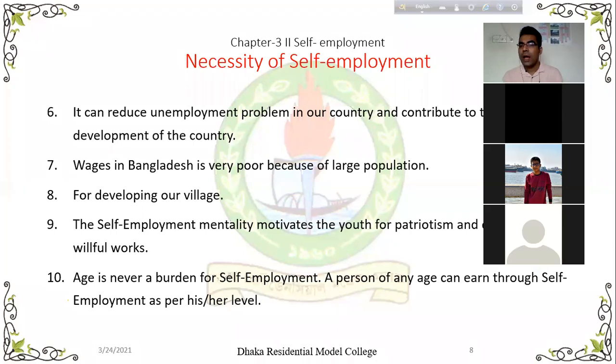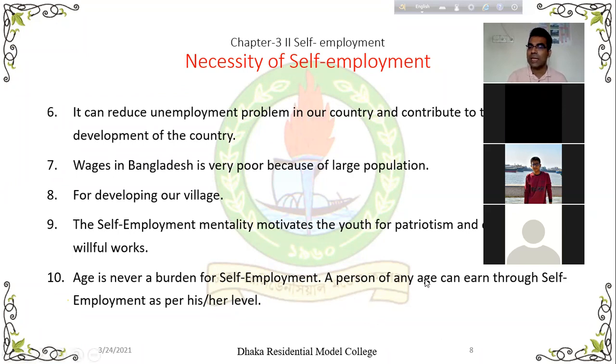Yes, sir. Right, after your retirement, you can involve yourself in economic sector. That means you can establish a business center or shop and earn your livings from the organization or from the business. That means age is never burden for self-employment.